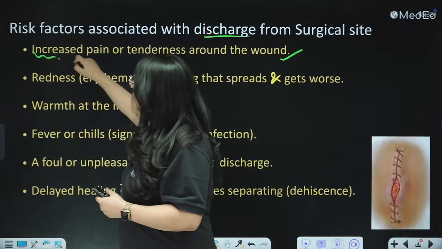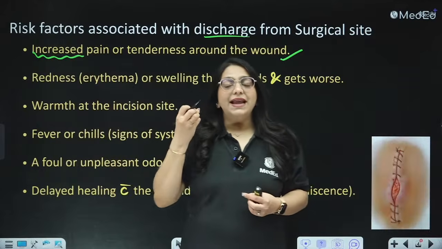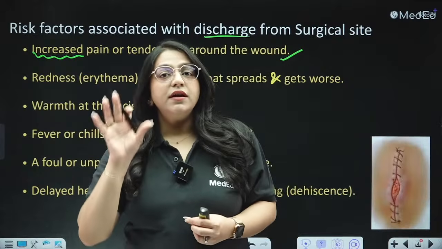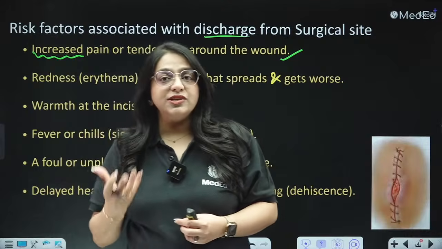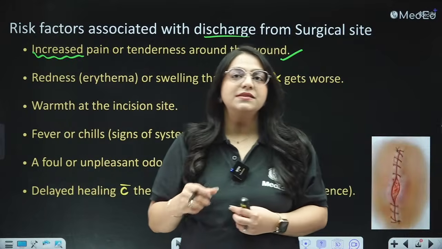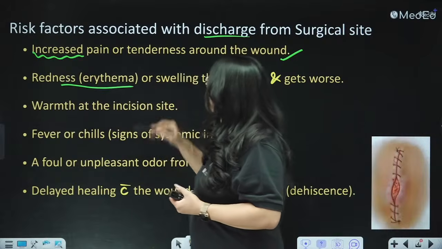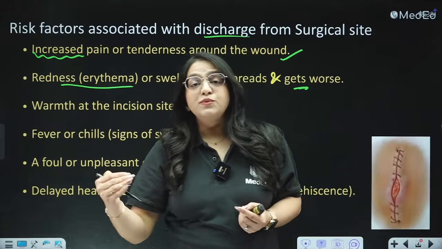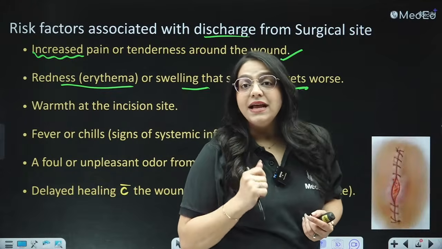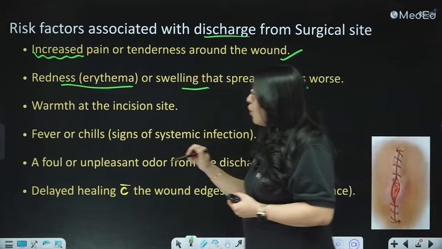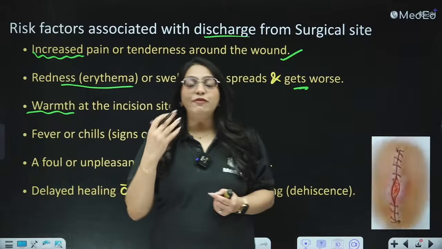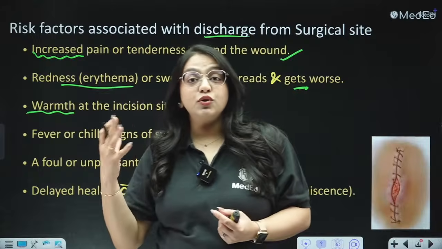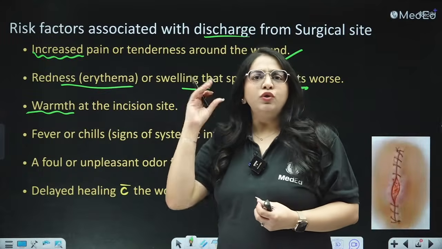The word here is increased, okay? So of course there is going to be some pain and tenderness at the site of surgery in the patient, but if it is continuously increasing, not getting subsided on taking analgesics and all the painkiller medications, then it is a sign of worry. If there is any kind of erythema or redness or swelling that spreads and gets worse, so any worsening of the symptoms which is gradually increasing is your sign that probably something is wrong at the site. Warmth at the incision site because of all the inflammation, and we understand that the inflammation process leads to erythema and increased temperature or warmth at the site of any wound or any infection.